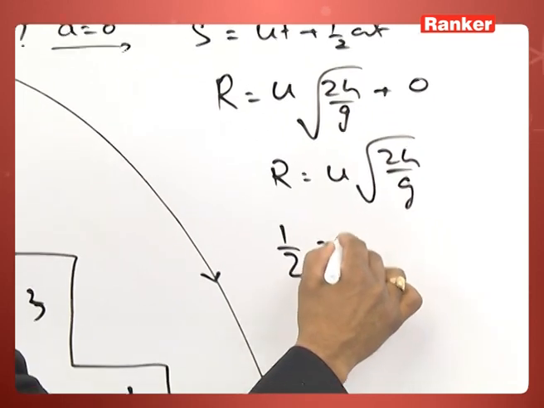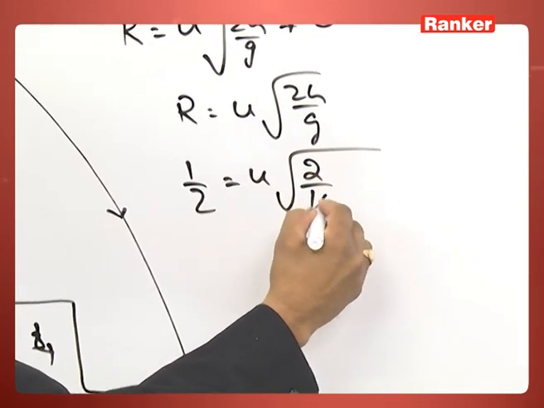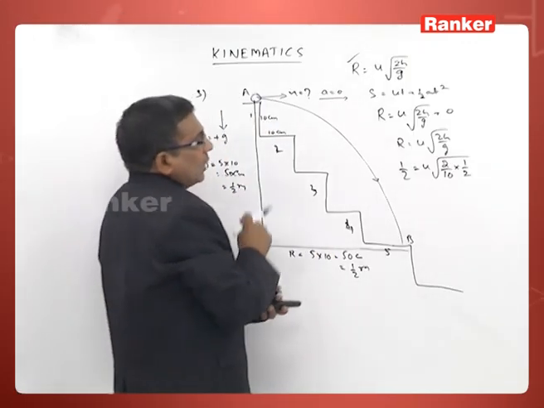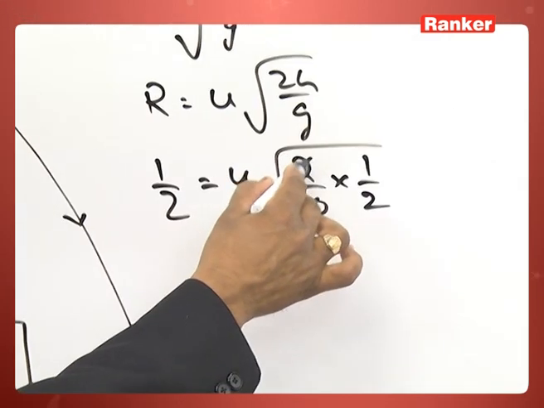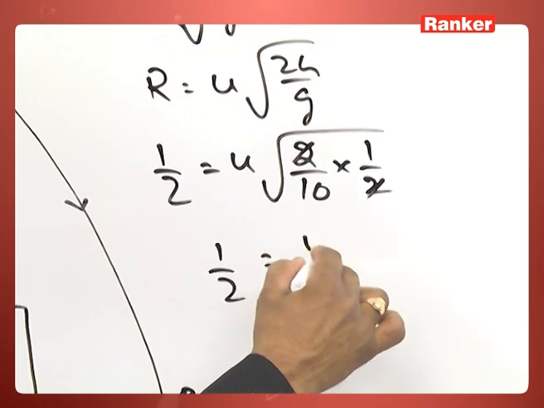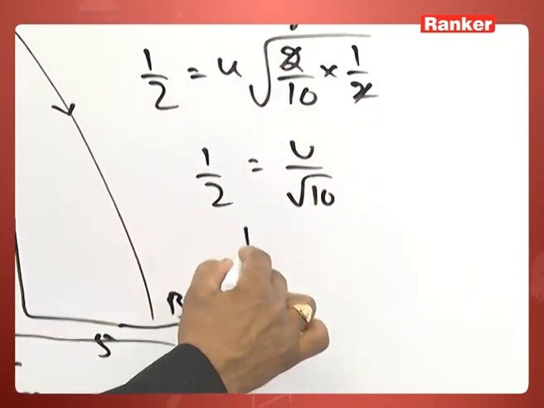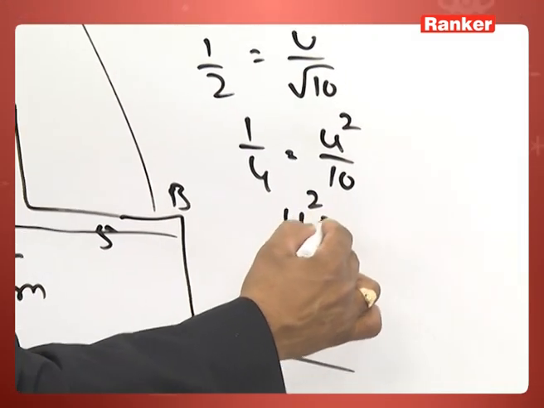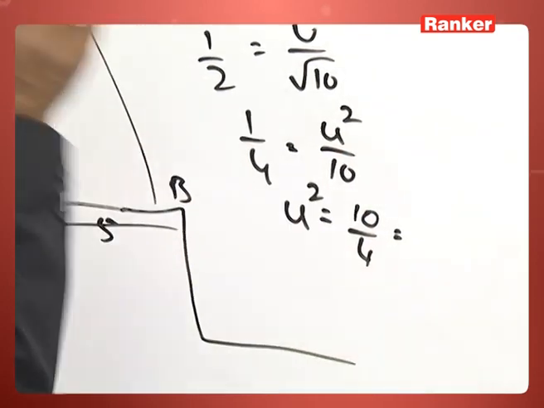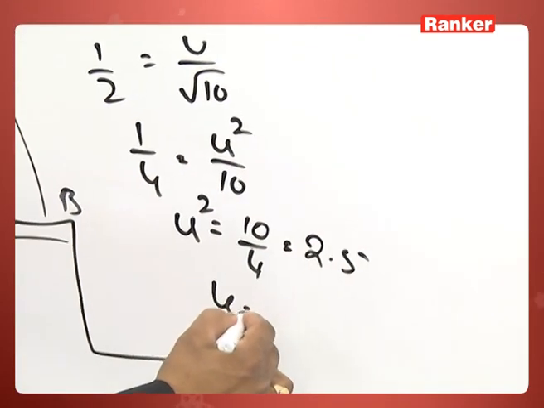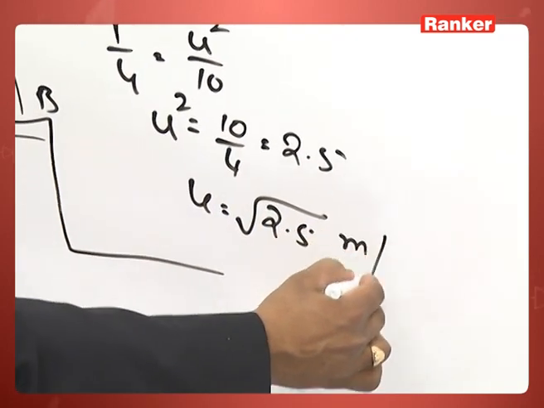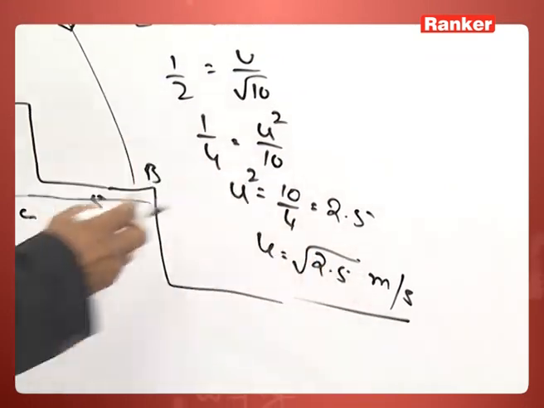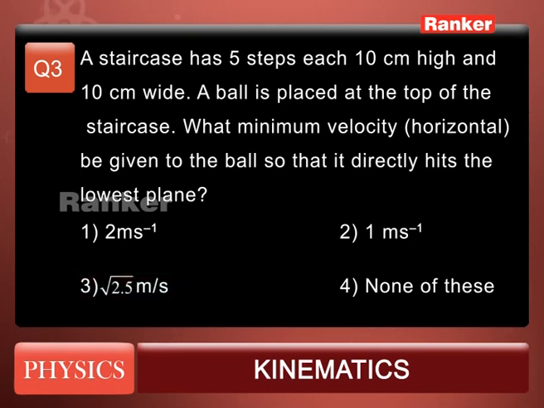Range is given half, U root 2 by g, you can take 10 into what is h, half. This if you simplify, what you are going to get? The velocity. 2 and 2 get cancelled. So, half is equal to u by root 10. So, 1 by 4 is equal to u square by 10 you are going to get. So, u square is equal to 10 by 4. 10 by 4 is 2.5. So, u is equal to root 2.5 meters per second. So, answer is 3. Let us see the fourth problem.